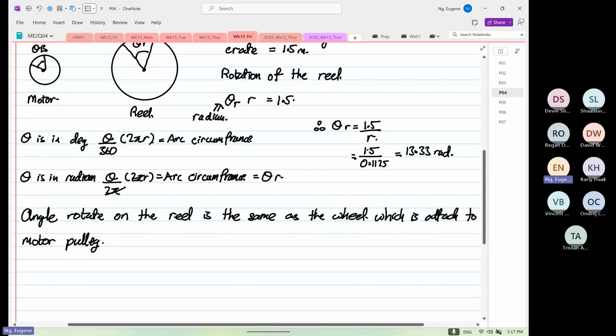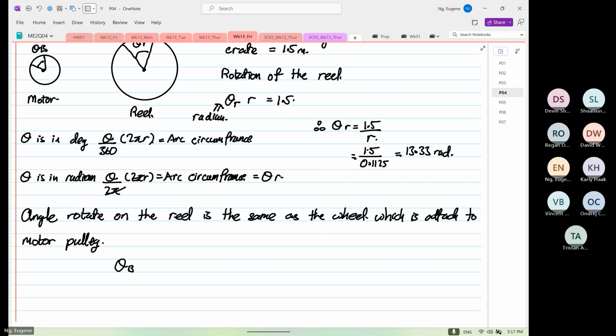So the theta for B multiplied by the radius of the motor, okay, is equal to theta of the wheel multiplied by radius of the wheel. Okay. So this is for the motor. This is for the wheel. And this is also for the wheel. And we know that theta for the wheel is equal to theta for the reel.